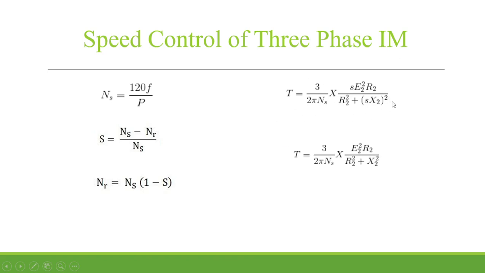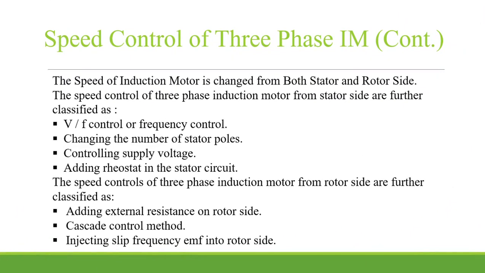This is the torque equation of three-phase induction motor. Now if slip is 1, at what time? When nr is 0, meaning the rotor is at standstill, the slip will be 1. So at the starting time, the torque will be given as such. Torque is directly proportional to the square of the E2 voltage, directly proportional to R2, and the rest is constant.